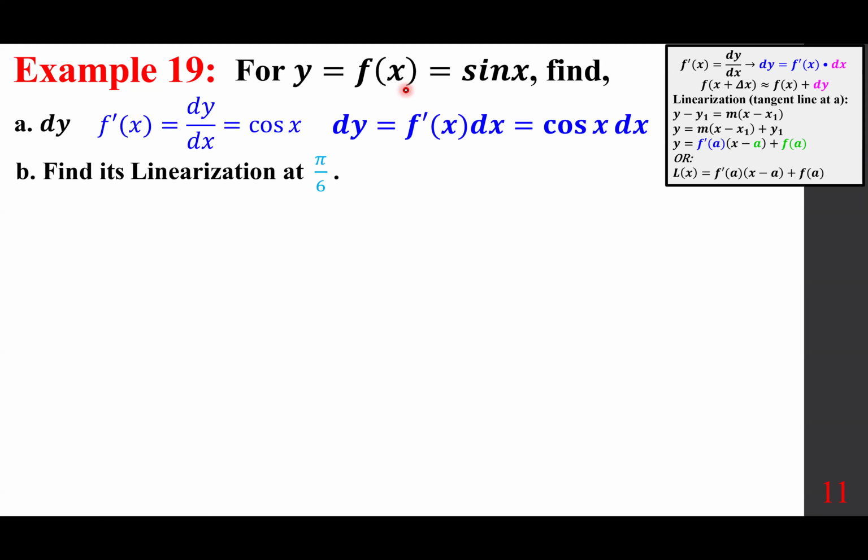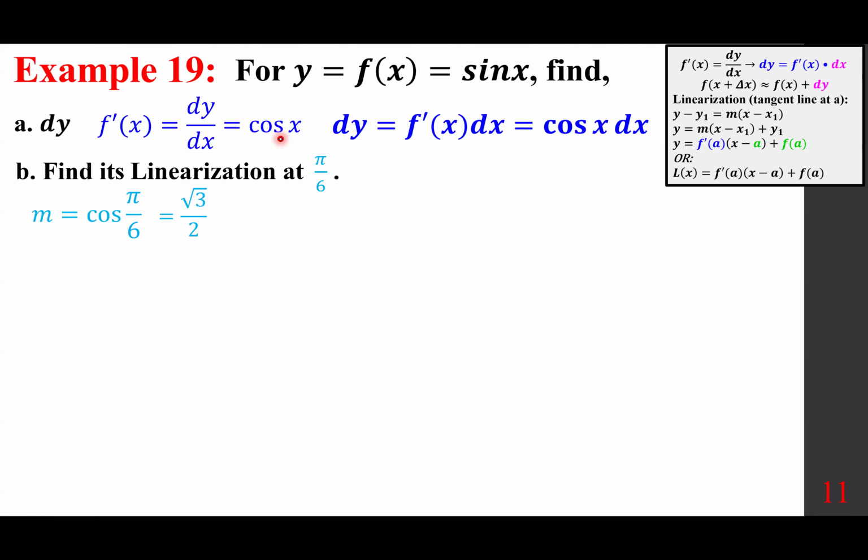Now, find its linearization at pi over 6. Linearization means find the equation of a tangent line. So at pi over 6, we need two things. We need a pair, and we need the slope. So f prime is cosine x, so you put it in there, and that gives you square root of 3 over 2, and that's your slope.